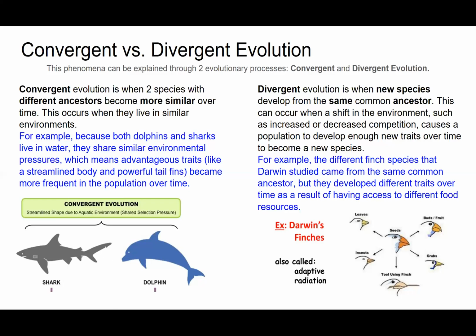One of the best examples for this is Darwin's finches, okay? Because if we look at what the original Darwin finch looked like that was in South America, when it made it to the Galapagos, different species of finches were derived. And the reason for that is because they had different environments in which they were trying to gather food. And so the different finch species that Darwin studied came from the same common ancestor, but they developed different traits over time as a result of having access to different food resources.